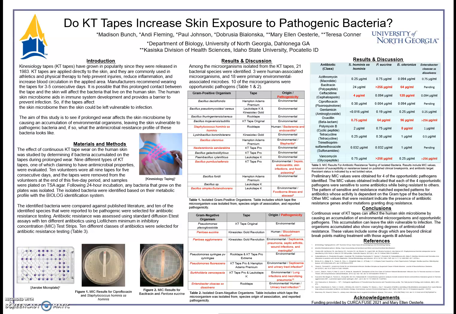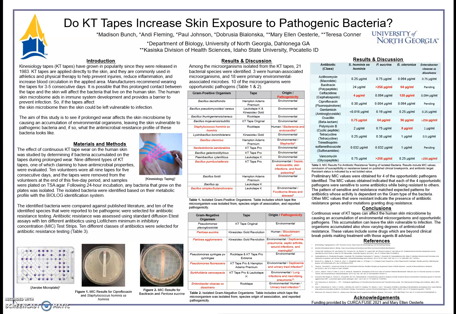Following incubation, any bacteria that grew on the plates was isolated and identified based on their metabolic profile, using the Biolog identification system. An example of a Biolog plate can be seen at the bottom of the poster labeled as aerobe microplate. The identified bacteria were compared against published literature, and 10 of the identified species that were reported to be pathogenic were selected for antibiotic resistance testing. Antibiotic resistance was assessed using standard diffusion E-test assays with 10 different antibiotics, each from a different antibiotic class.